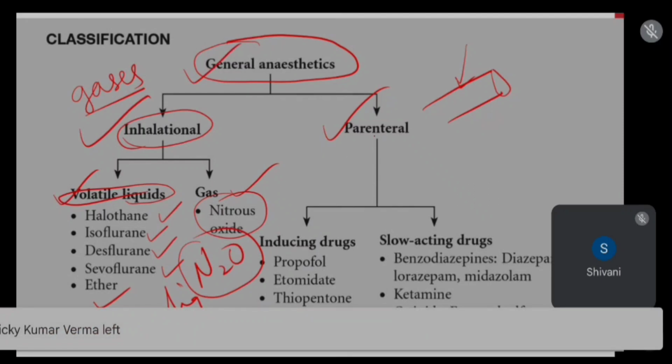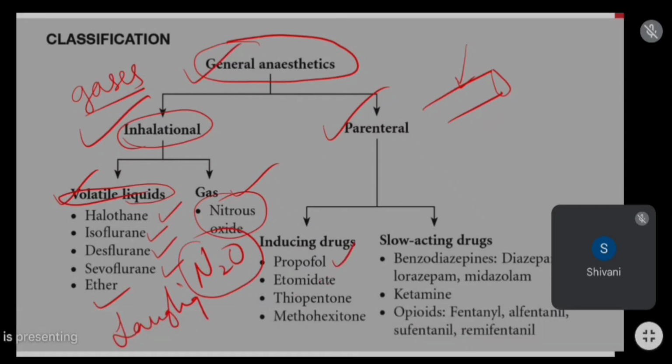And in parenterals we have propofol, very important. These are inducing drugs actually. In parenterals we have inducing drugs and a few maintaining drugs or slow acting drugs. These are maintaining drugs. These are inducing. And inhalants are also sometimes used as maintenance drugs.